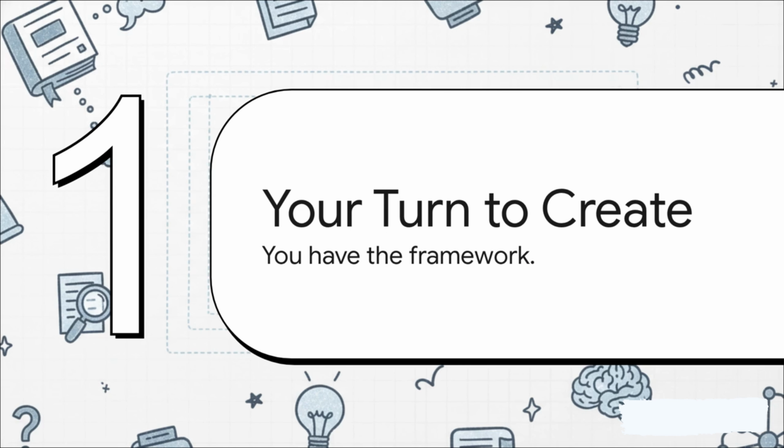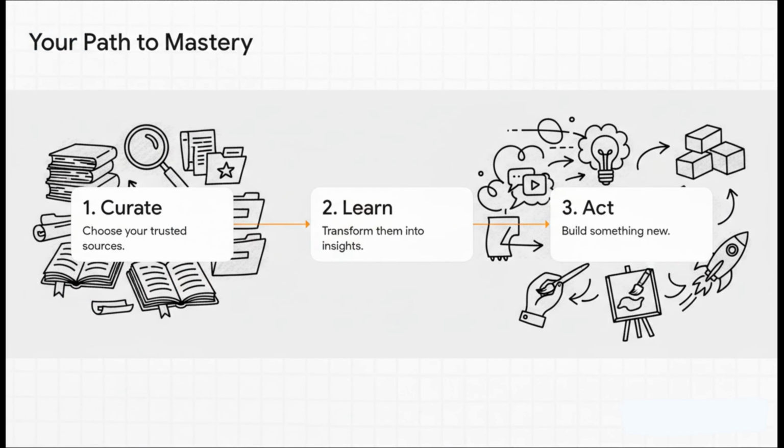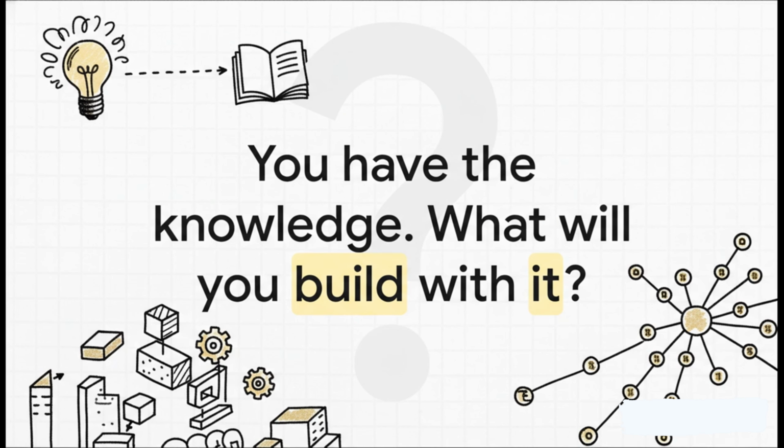So there you have it. That's the framework. It's a simple, but I think a really powerful way to completely transform how you learn and how you work with information. It really just comes down to these 3 steps. 1, curate. Be picky, choose only your best, trusted sources. 2, learn. Use the chat and especially the Studio to transform that information. And 3, act. Use your new insights to go out and build something real in the world. So the only question left is, you now have the knowledge, and you have the tool to organize it like never before. What are you going to build with it?